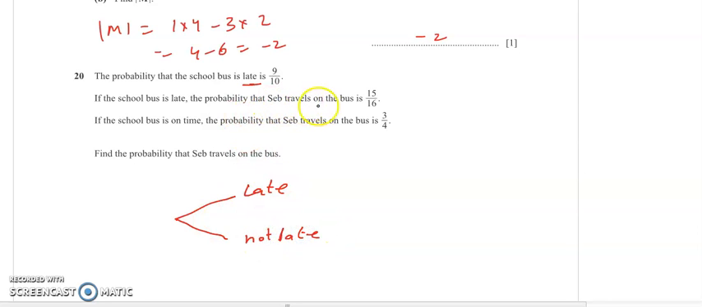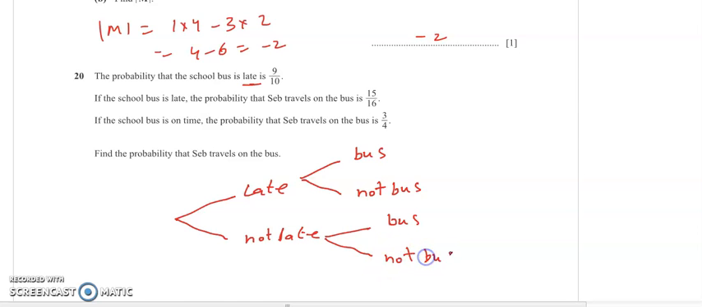And then Sib maybe will travel on the bus or not on the bus. In the case if he is late, he may travel on the bus. If he is not late, he may travel on the bus. So there are two chances that he will use the bus or will not use the bus. And in the same way, this branch will also be, he may use bus or not bus.